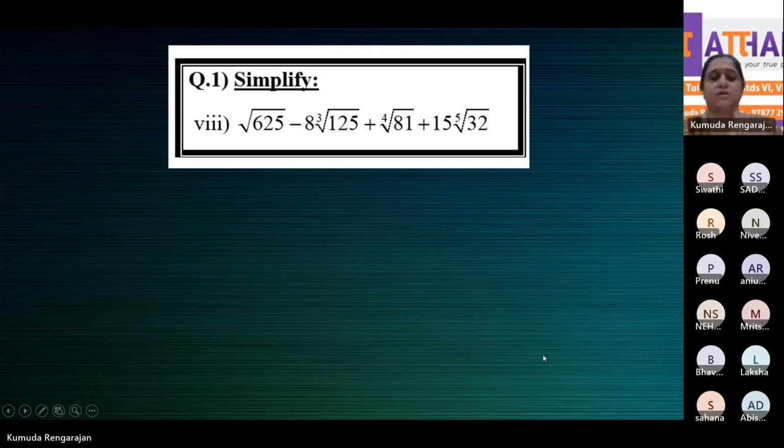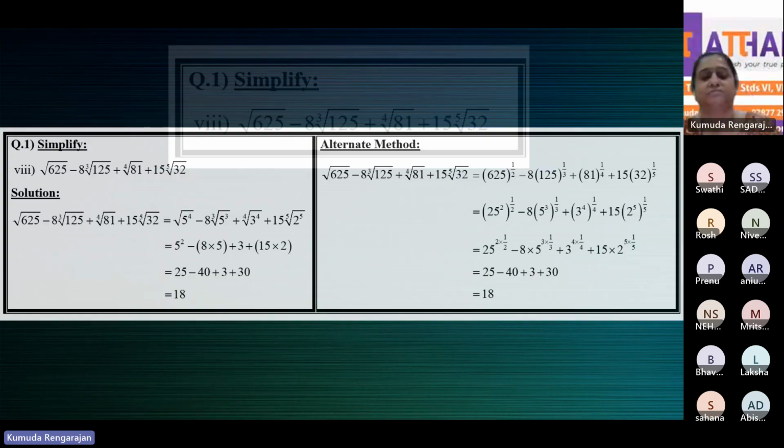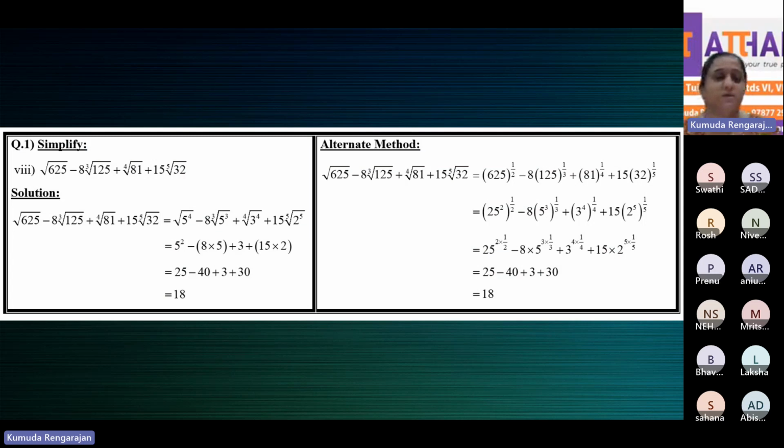Now go through this one, children. You can see two methods. I worked it in two different ways. Go through the first method. I'll give you 3 minutes for this, and one of you will explain.